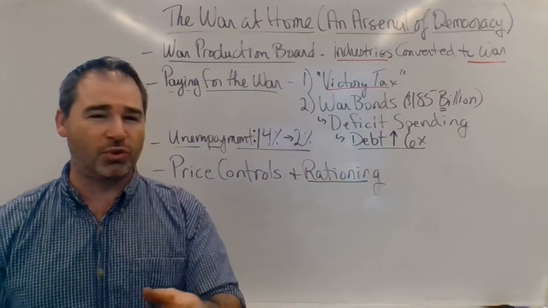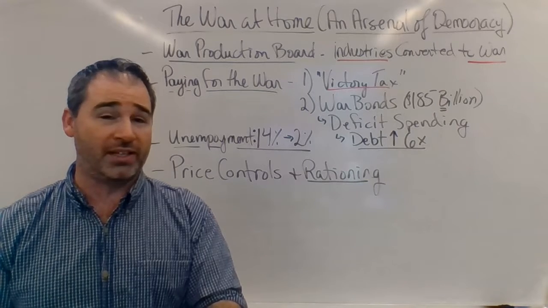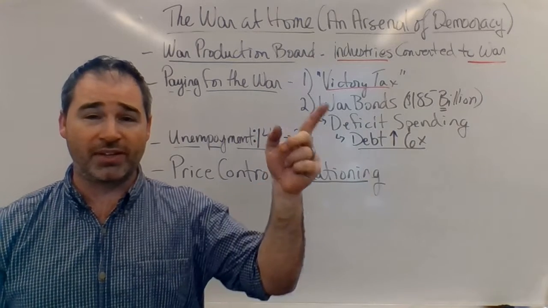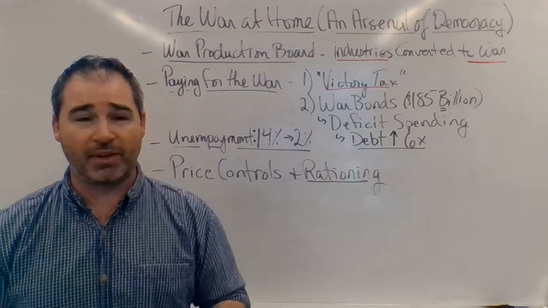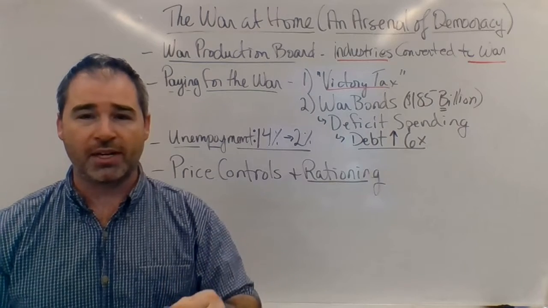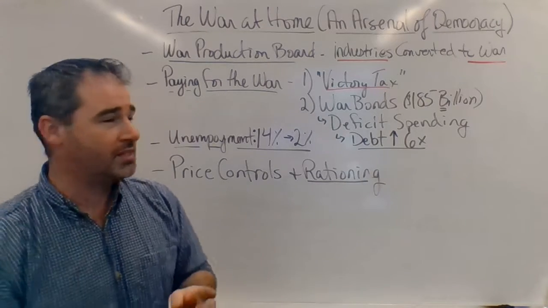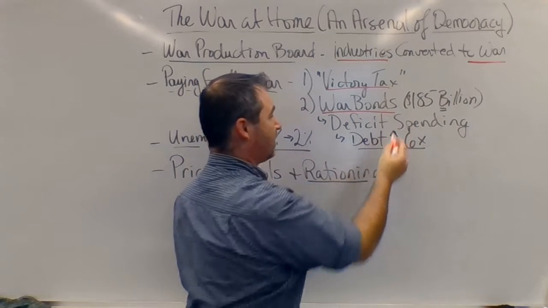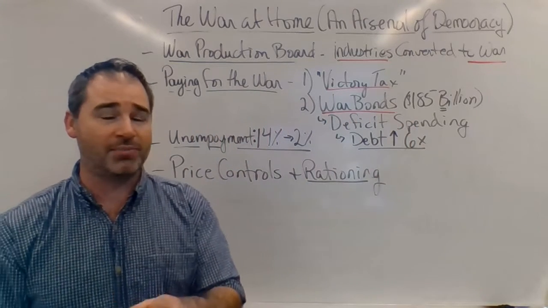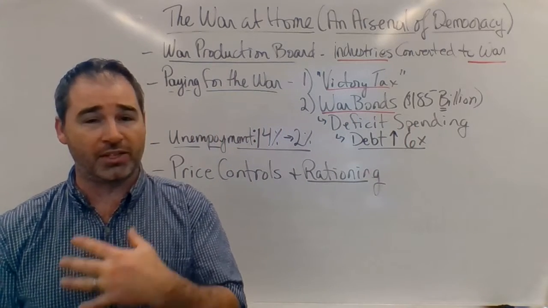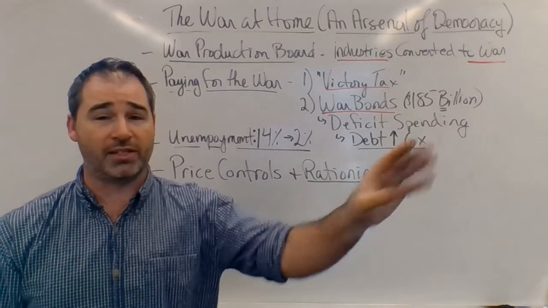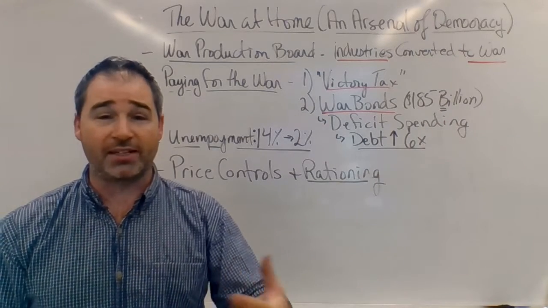So by the end of the war, about 90% of the working class is paying taxes, but most of that victory tax initially was designed to get paid for by the wealthier folks. The other thing that happened was they started selling war bonds. Now, a war bond is simply a loan private people like you or I would make to the government. So this is just another way of saying a loan.